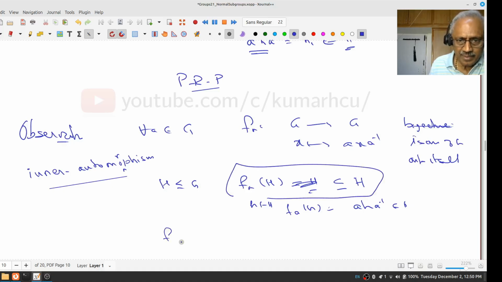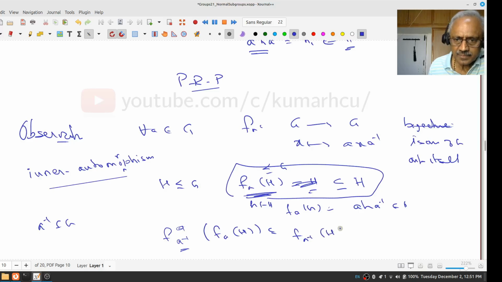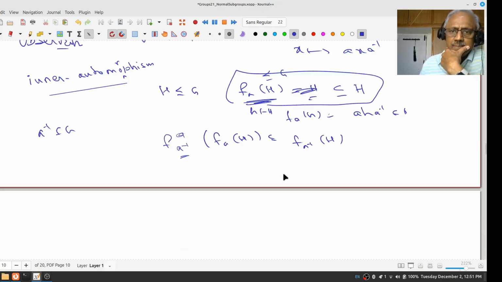But remember, look at f_a inverse. Now, this is a subgroup, right? Because under any group homomorphism, the image of a subgroup is a subgroup. Therefore, this is a subgroup. Therefore, I apply f of a inverse. Now, a inverse is an element of G. Therefore, if I apply f of a inverse of H, that should be contained in f inverse of H. Right? Call this subgroup K. Yeah, f_a inverse of K will be contained in f_a inverse of H. Is that clear?